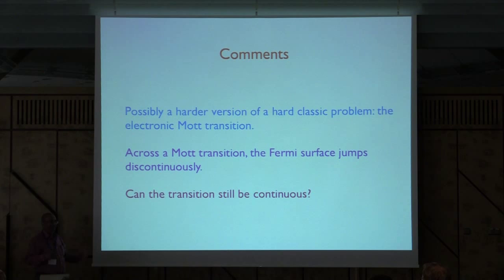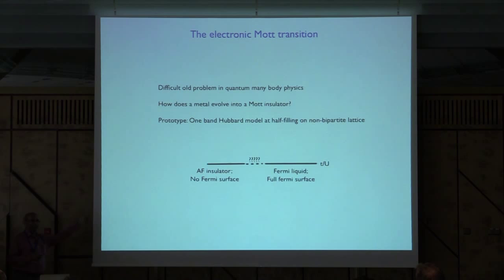Okay, so this is going to be a real talk in whatever time I have left. I'm going to talk about the electronic Mott transition and forget about applying it to cuprates or heavy fermions or anything. It's a hard problem, so we need to solve all kinds of other simpler problems first. And the Mott transition is hardly the kind of simple problem that you just solve in one day, right? So the question is, how does a metal evolve into a Mott insulator?